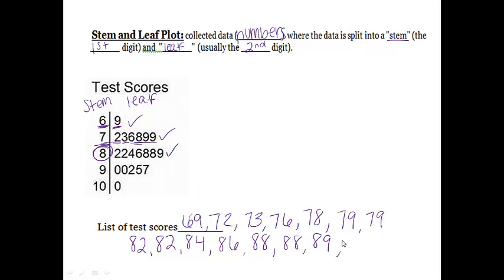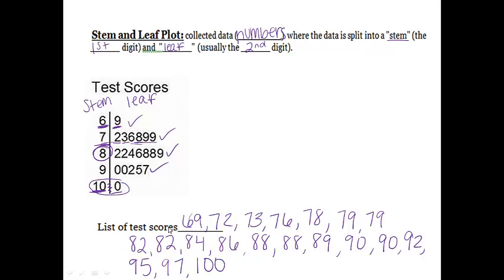Now we have 90, another 90, 92, 95, 97. This is a lot of data. 90s are done, and then you have one more. And see how this says 10? Well, that means this is going to be 100. Basically, you just read it as if there wasn't this line here. So this is going to be 100.